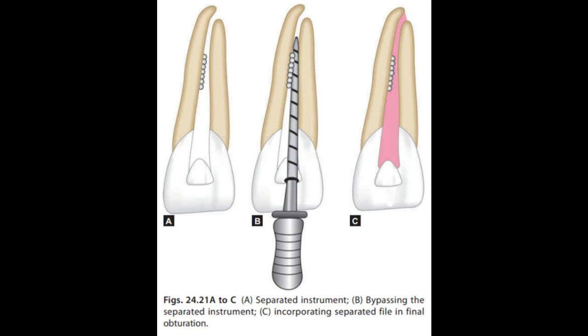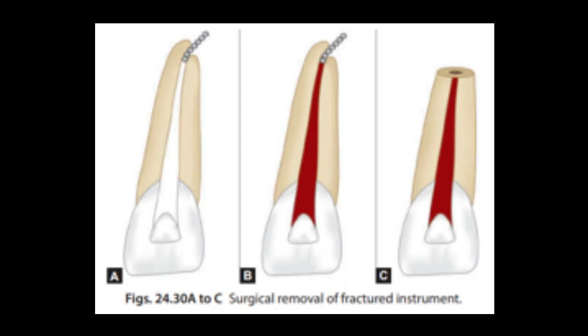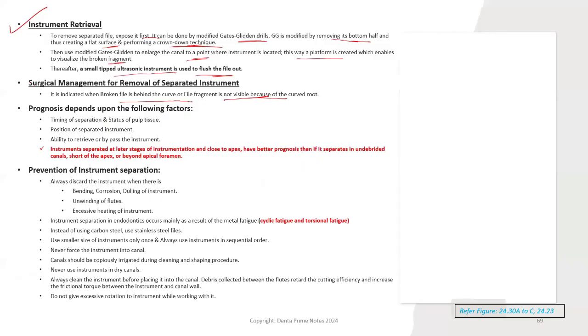If it's not causing any harm, we can leave it there. But if it goes beyond the apical canal, then we cannot leave it there. We have to surgically remove it. In this case, the whole tooth has been removed.